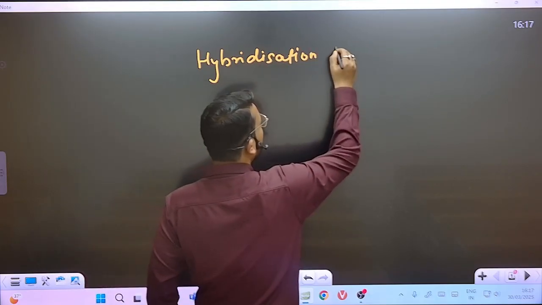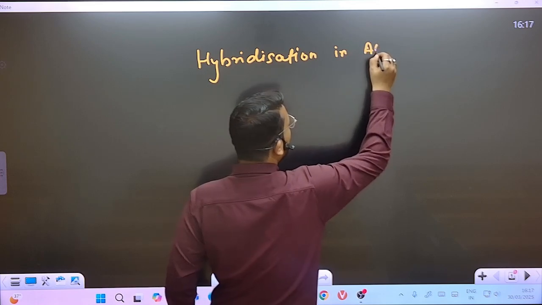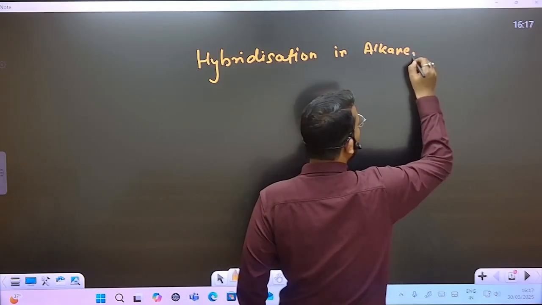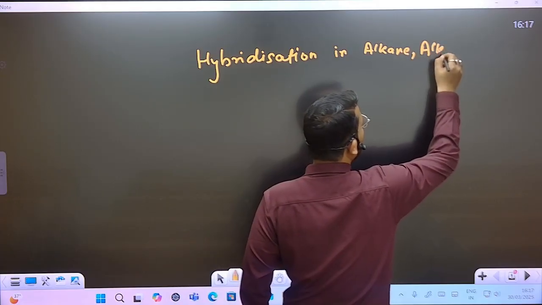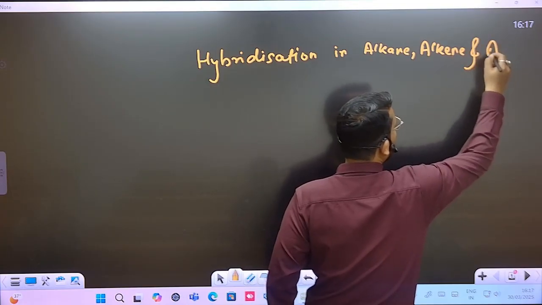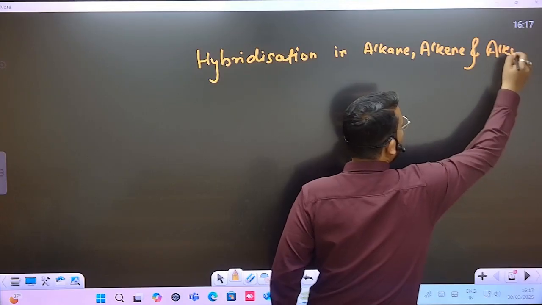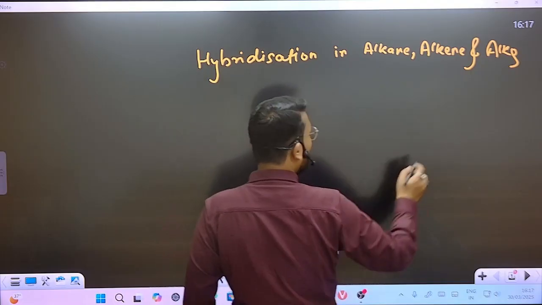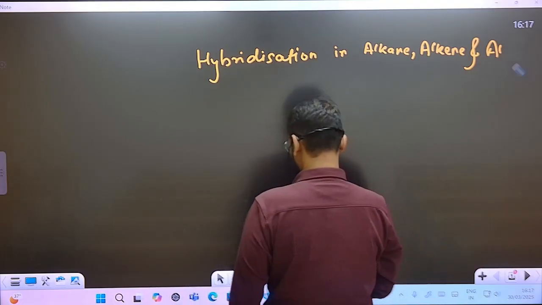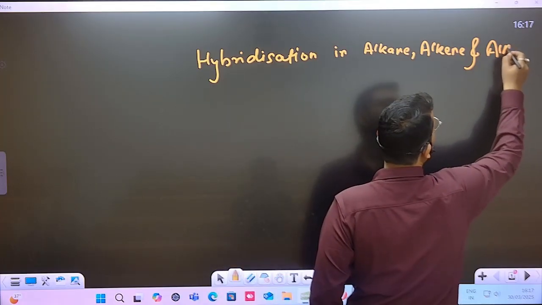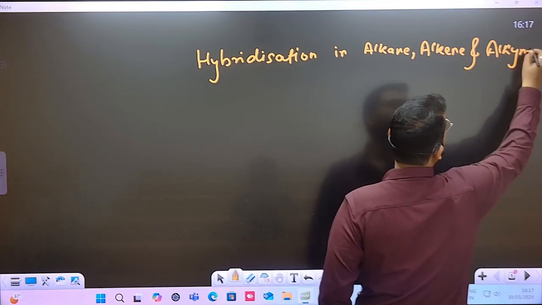Hybridization in alkane, alkene and alkyne.